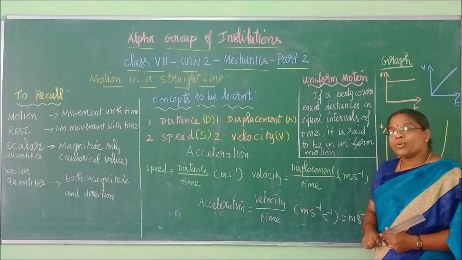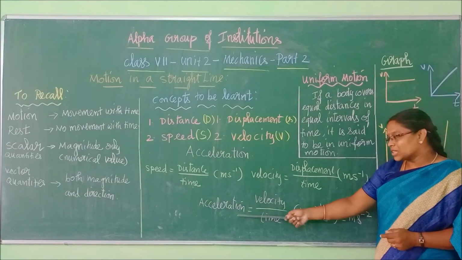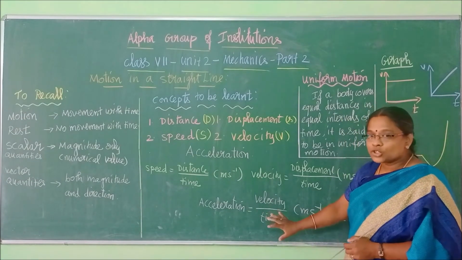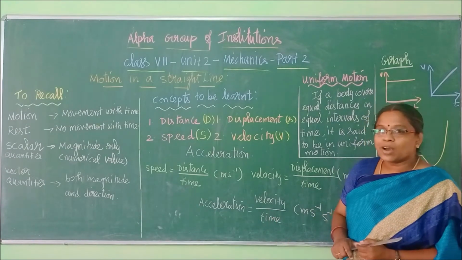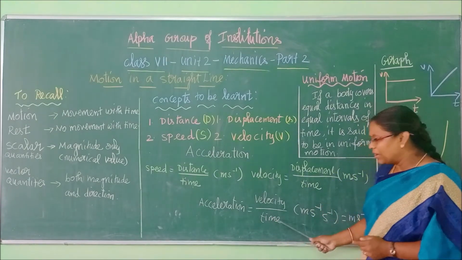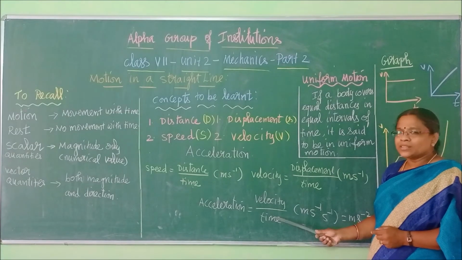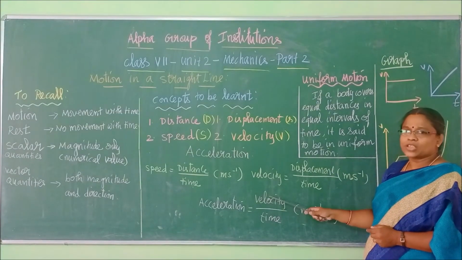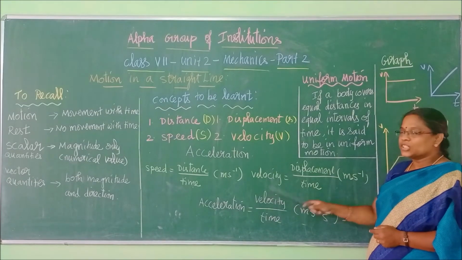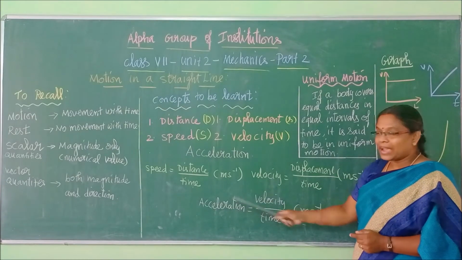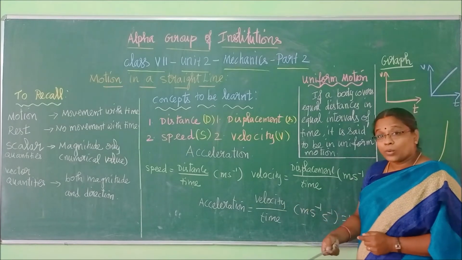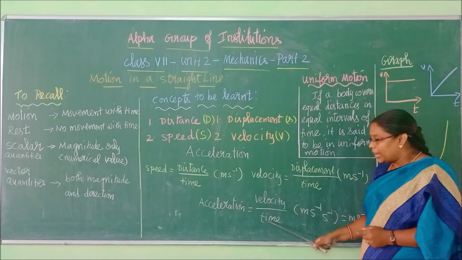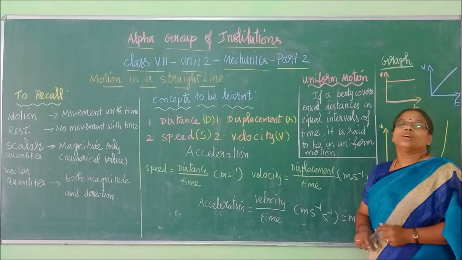So what is the formula for acceleration? Acceleration is equal to velocity by time. So this is your formula. What is the definition now? Come on, start. Divided by time. Divided by time means rate. Rate of, what is there in the numerator? Velocity. Rate of change of velocity is called acceleration. Otherwise, how can you say it? Acceleration is the rate of change of velocity.